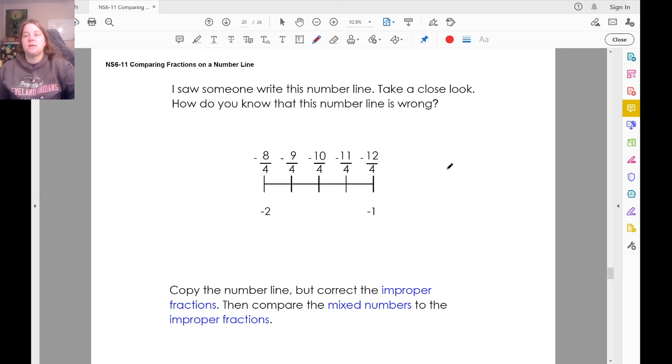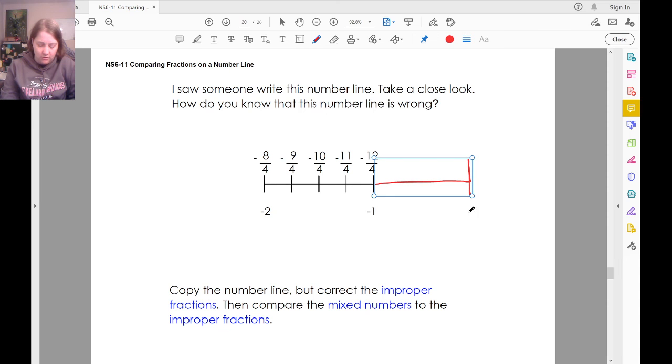So I saw someone write this number line. Take a close look. How do we know that this number line is wrong? Well, it goes from -1 to -2, which checks out because 0 is over here. But if we look, we can see -12/4 is not the same as -1. There's an error in there. And we can also see that the numbers get bigger the closer they get to 0, and that doesn't check out. All of these are incorrect.